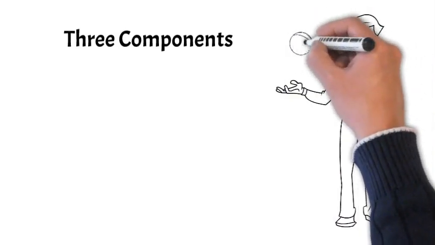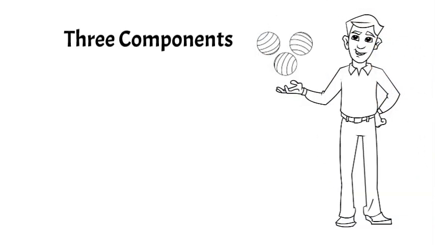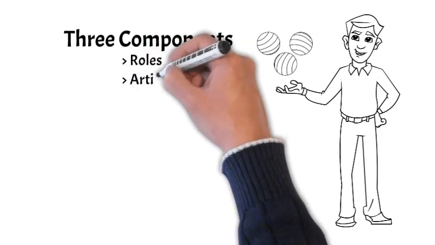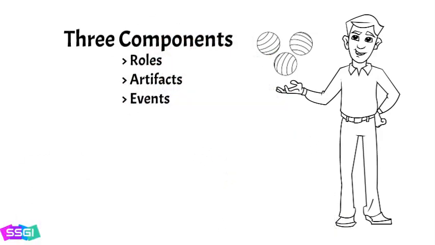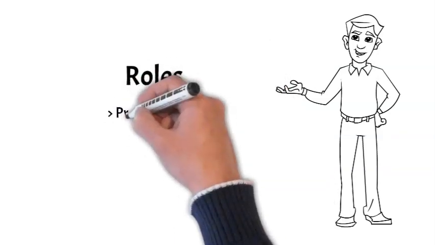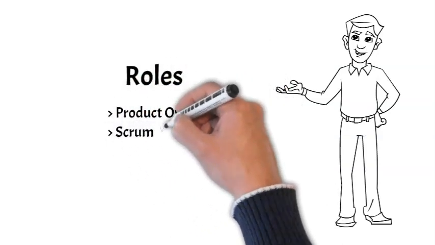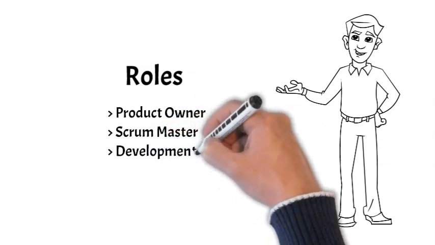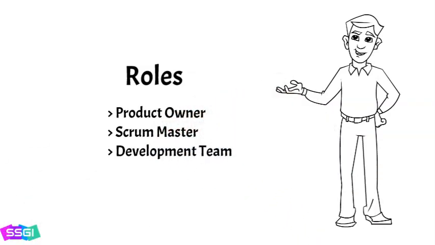Let's begin to explore the Scrum framework. It can be separated into three components: roles, artifacts, and events. The first are roles. They include the product owner, Scrum Master, and development team. Product owners are responsible for the product from vision to market. As a result, the product owner is the central authority. The Scrum Master is responsible for ensuring that the team follows the processes and practices of Scrum. The development team executes the work.